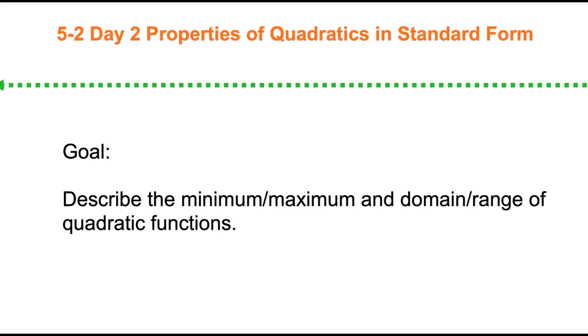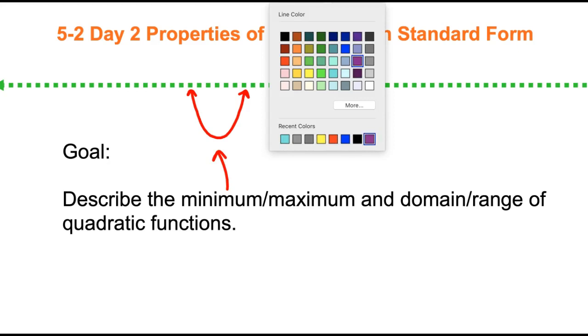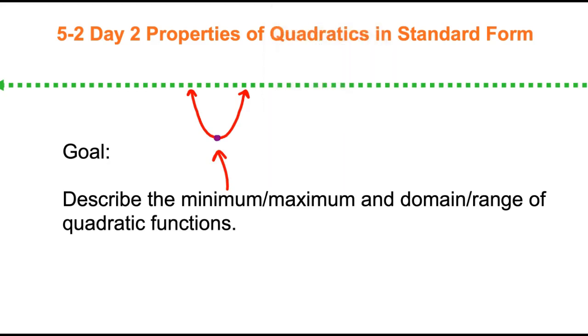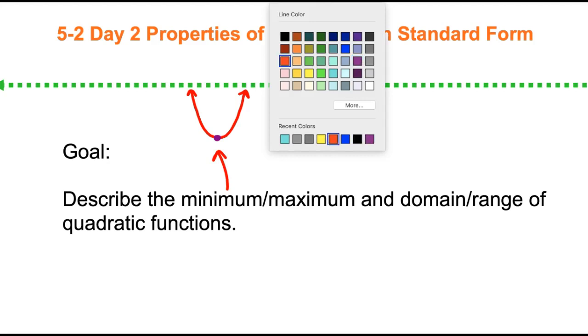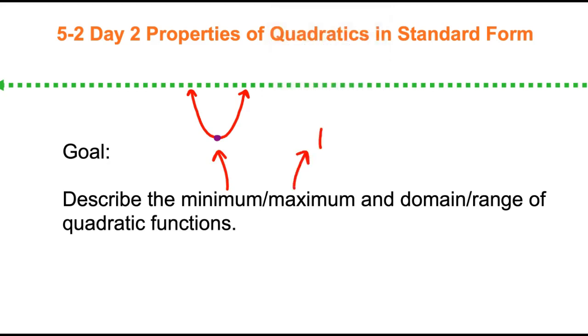So if we have a minimum vertex, so if the vertex is a minimum value, is that going to be a situation where this graph opens upward or downward? Upward. Good. So if the graph opens upward, then my vertex is going to be a minimum. And on the flip side of that, if the graph opens downward, then the vertex is going to be a maximum. Good.